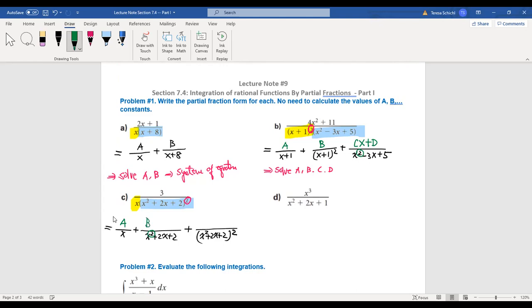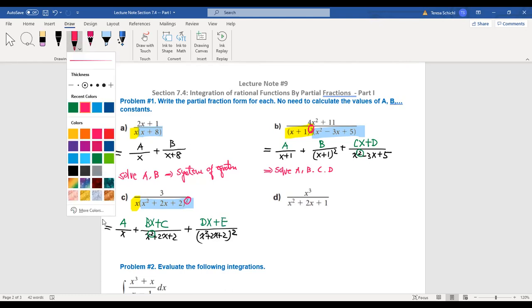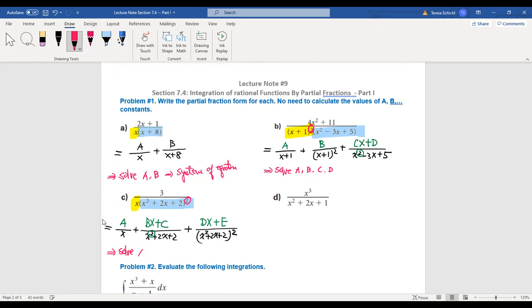So what I have here is bx plus c, right? And this is the repeat. This is a square of this. So I still just go one degree lower. So what I have here is dx plus e. As you can see, it's getting more and more variables. So now I need to solve A, B, C, D, E. So very possibly I'm going to have 5 equations with 5 variables. And that's why the algebra is extremely important and probably very tedious to solve.